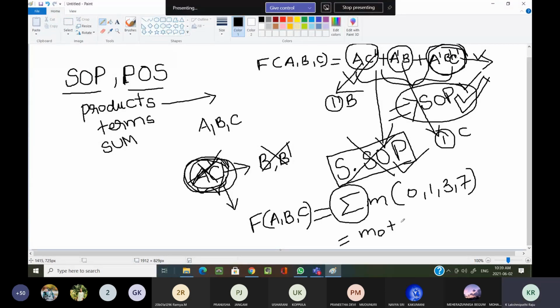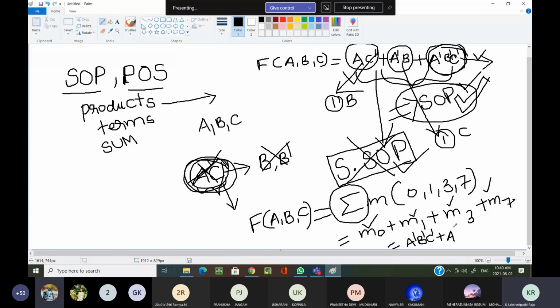plus M1 plus M3 plus M7. Whenever you are saying min term 0, min term 1, min term 3, min term 7, definitely in this case, what is min term 0? A dash into B dash into C dash. This is my min term 0.